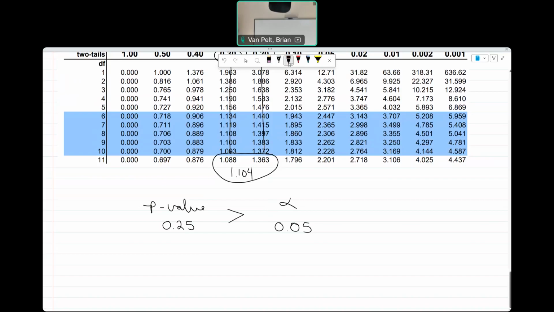So what's my conclusion? Do not reject. That'll be worth 5 points, being able to tell me that sentence correctly. Do not reject.